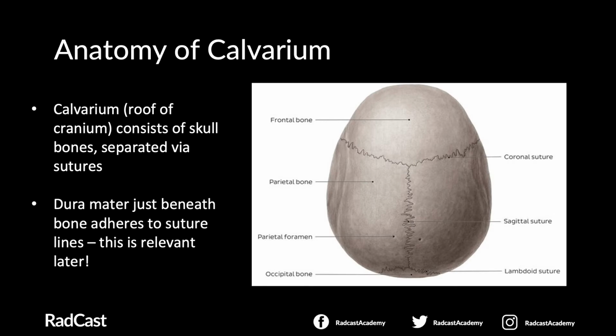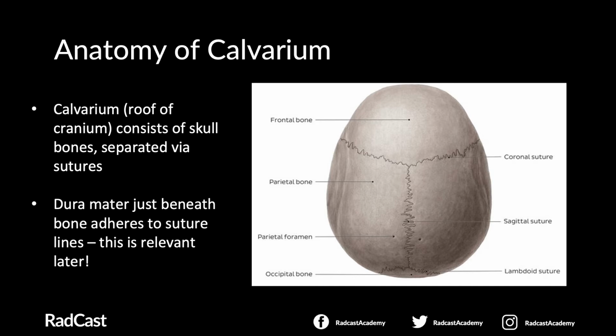So now we'll just cover the anatomy of the calvarium. Okay, taking you back to first year of medical school, but the calvarium is the roof of the cranium. It consists of the skull bones separated by the suture lines. So the coronal suture separates the frontal bone from the parietal bones. The sagittal suture separates the two parietal bones. The lambdoid suture separates the occipital bone from the two parietal bones.